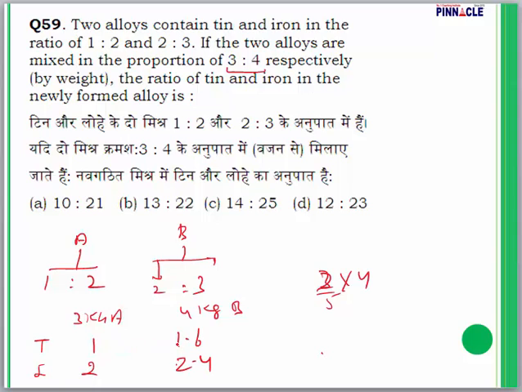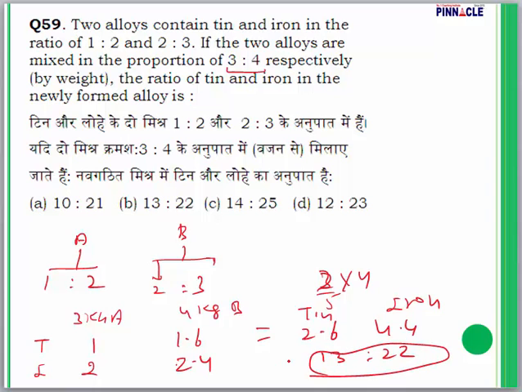So in 7 kg, total tin would be 1 plus 1.6, that is 2.6, this is tin, and 2 plus 2.4 is iron. You can say 13 and 22 is the ratio of tin and iron in 7 kg. 13:22 ratio. Answer is B.